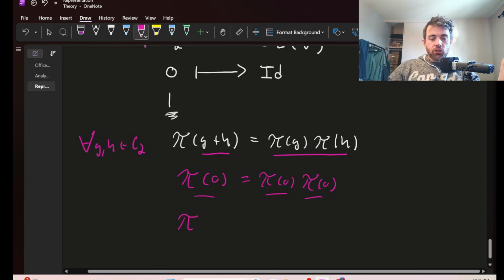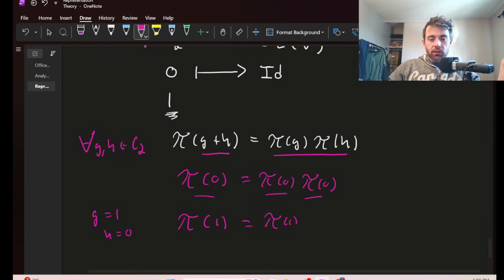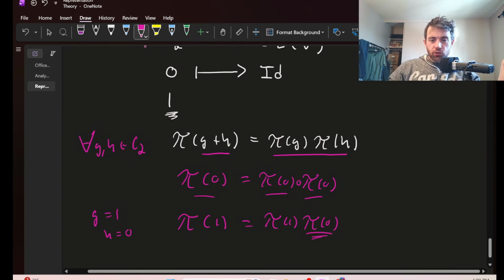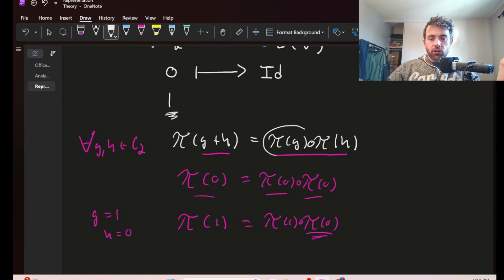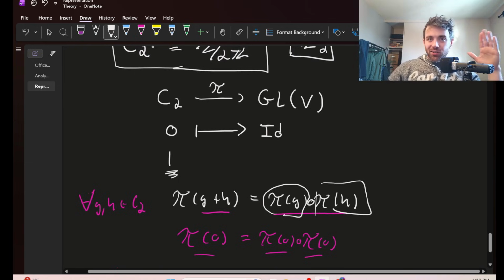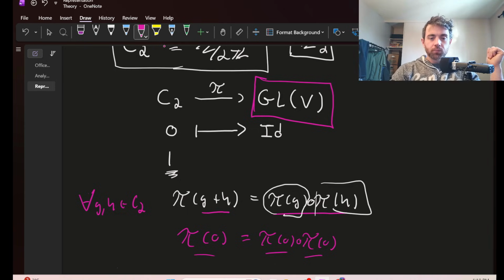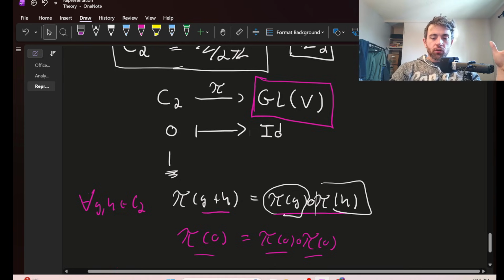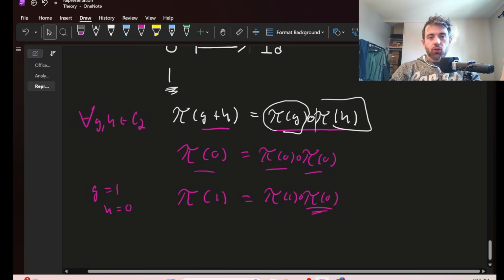Likewise, if g is 1 and h is 0, this becomes a statement that pi 1 is pi 1 times pi 0. But pi 0, I should say composed. I should really be writing composed here, because these are linear transformations, and we're talking about compositions. The way I've written it, we're not talking about matrices yet, but we're definitely going to use matrices to help us out. So we're talking about composing things here, right? So again, of course, this holds.